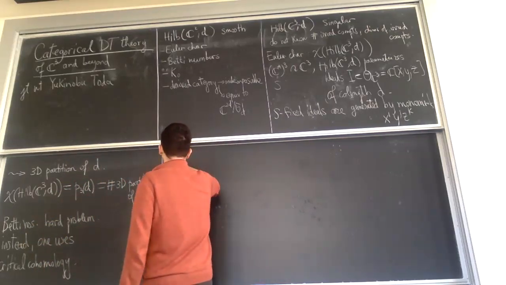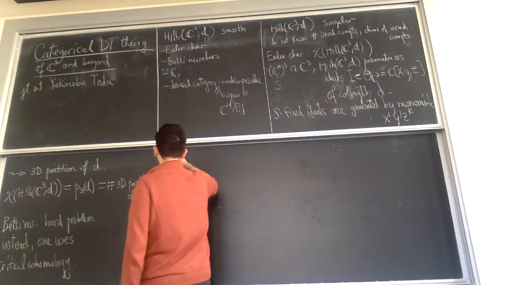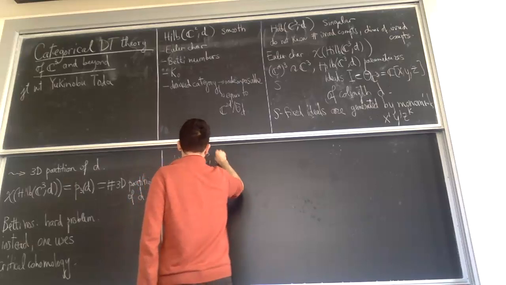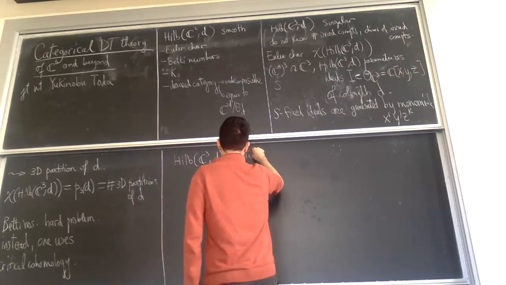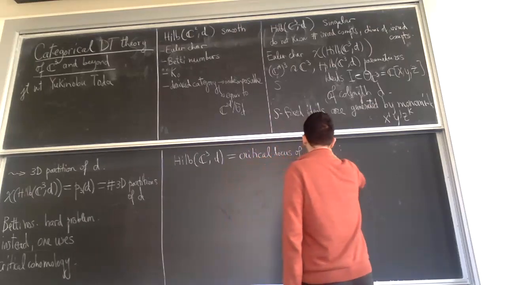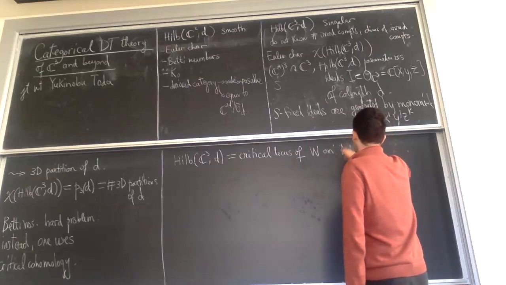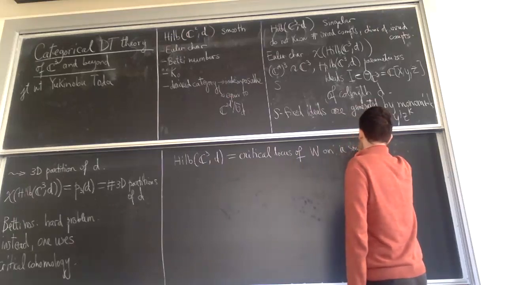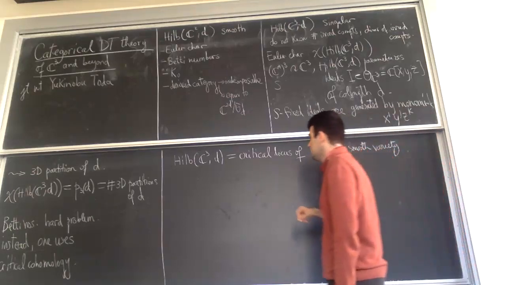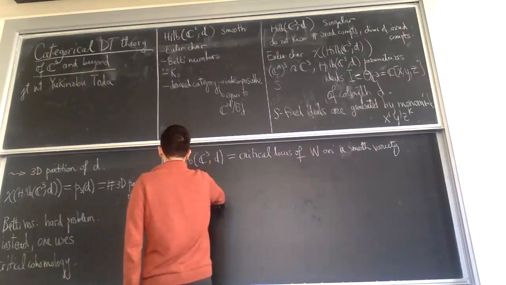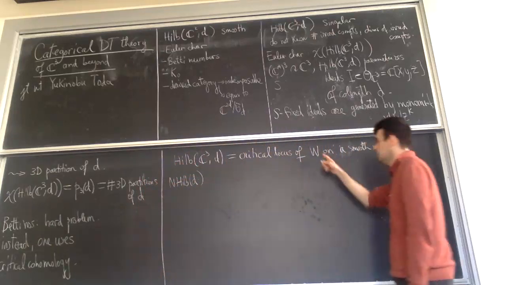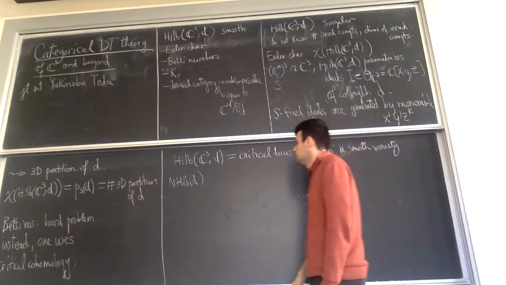So in this case, what happens is that the Hilbert scheme of points on C3 is the critical locus of a function W on a smooth variety, Hilb^d. So now I'll explain the definition of this smooth variety and of this regular function W.